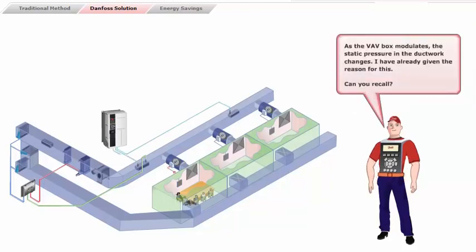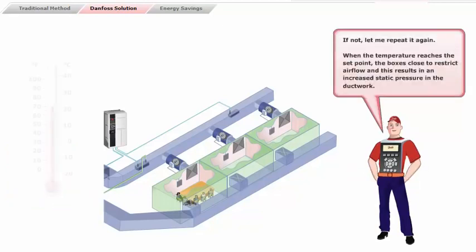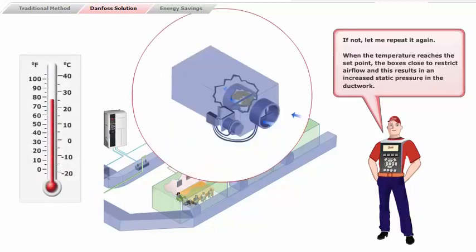As the VAV box modulates, the static pressure in the ductwork changes. I have already given the reason for this. Can you recall? If not, let me repeat it again. When the temperature reaches the set point, the box is closed to restrict airflow, and this results in an increased static pressure in the ductwork.